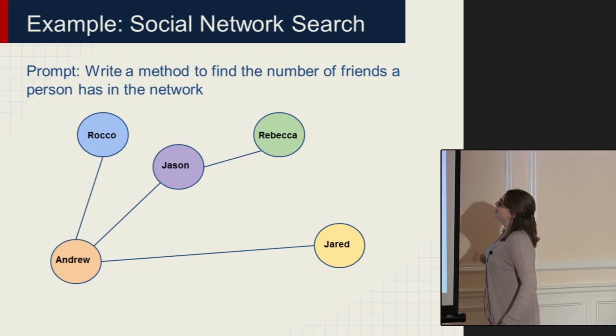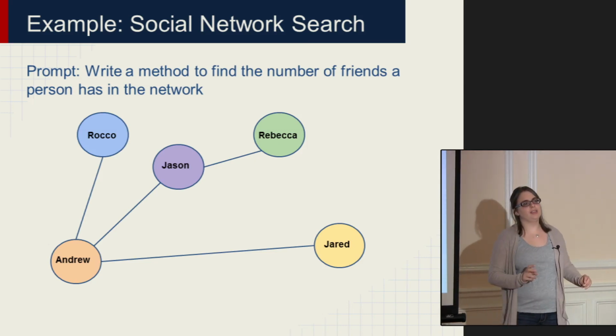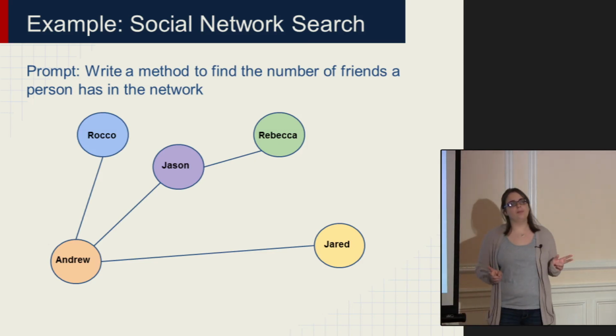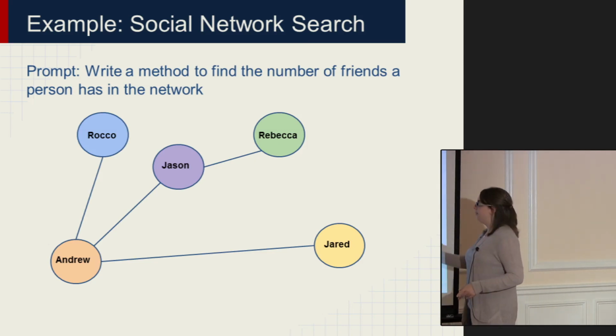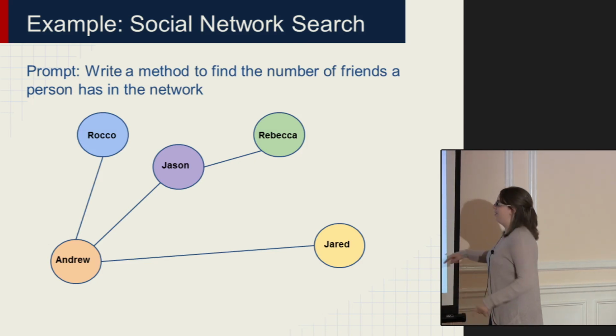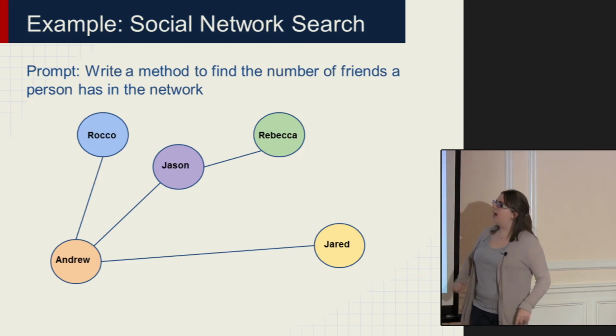So the prompt is: write a method where you can find the number of friends that a person has in the network. In this case, an edge in the graph represents a friendship between two people, and a vertex in the graph represents a person or a friend. So the name of the person is specified in the nodes.